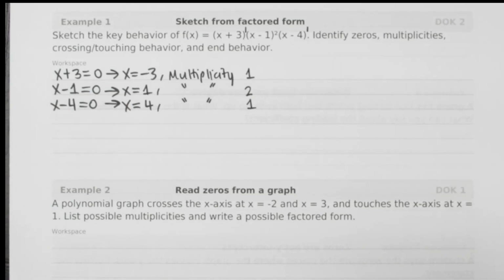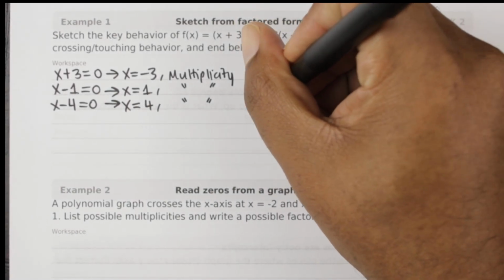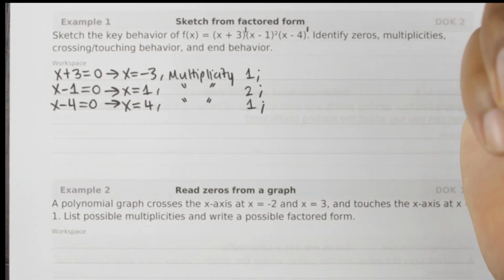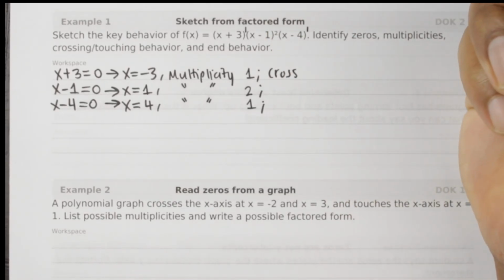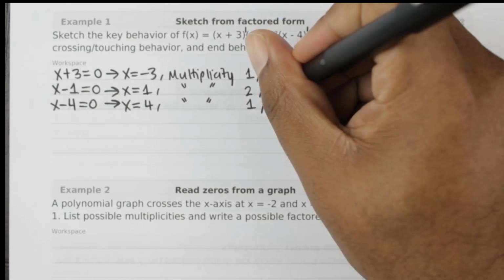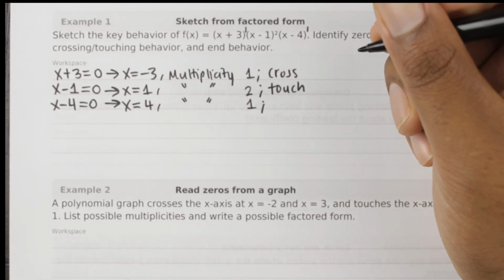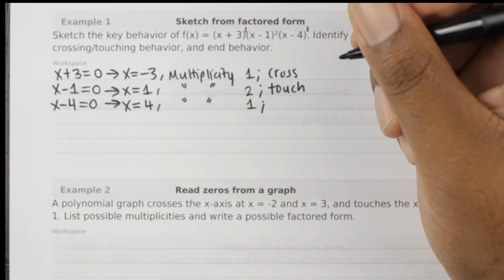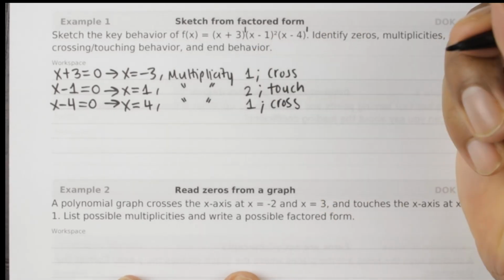So again, odd multiplicities mean they cross, even mean they touch and turn. Okay. So according to that information, at x equals negative 3, that's going to cross. We have x equals 1, that's going to touch. And then we have x equals 4, which means it's going to cross as well.